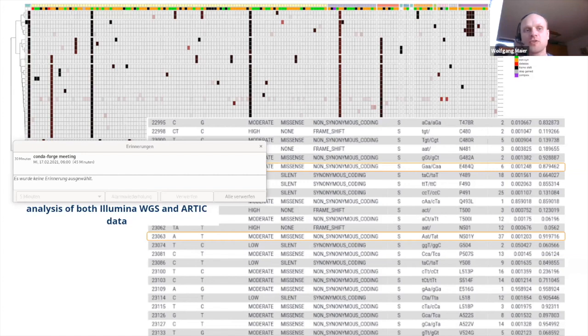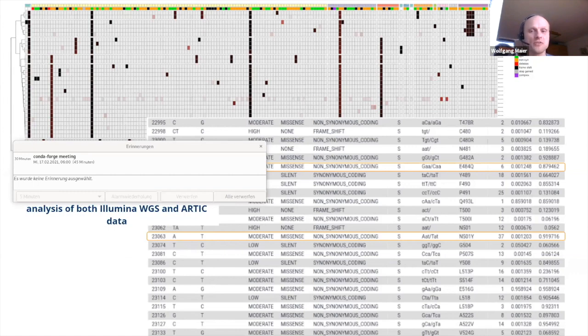And if you consider only variants that are supported by 15% of the reads, so an allele frequency of 0.15, then you really find basically every true variant that there is. You don't miss anything at this level. That's how sensitive the workflows are approximately. Yeah, next slide.